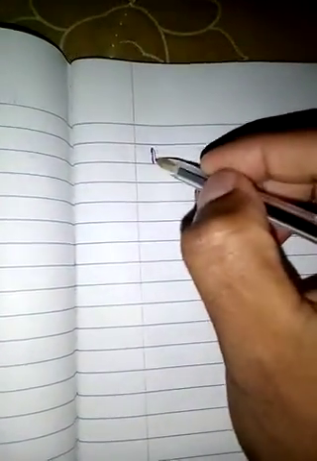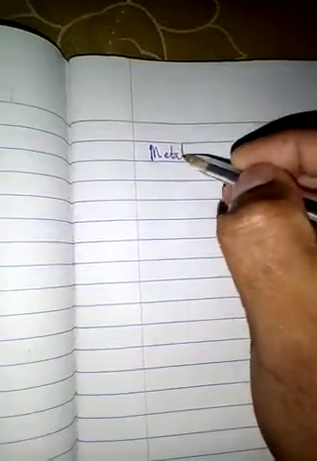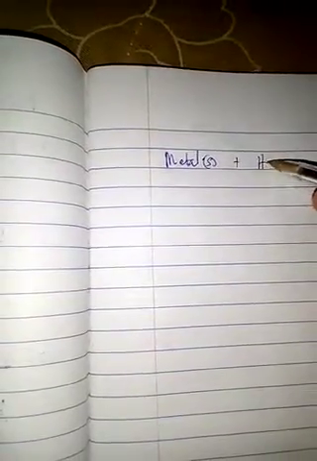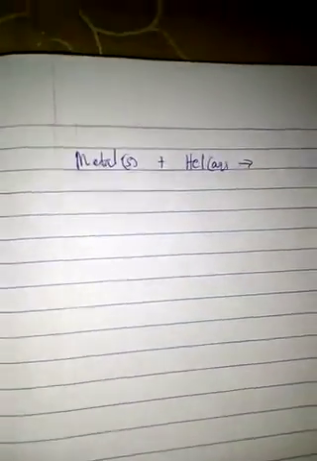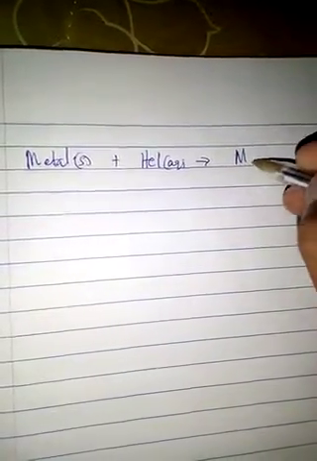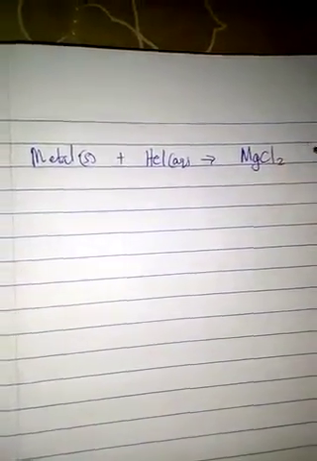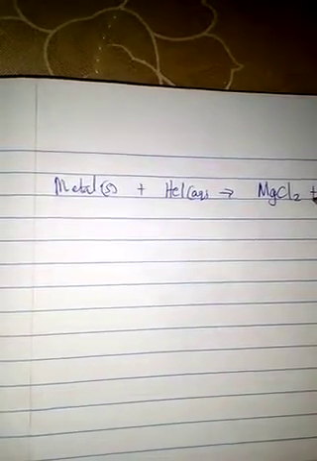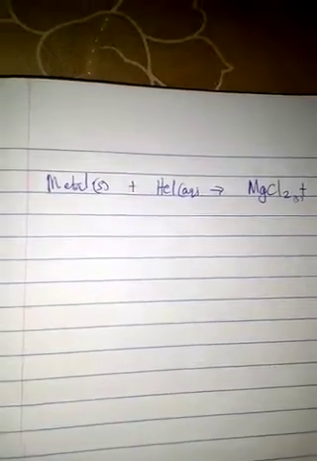So let's say we have magnesium metal, which is a solid, plus hydrochloric acid, liquid or aqueous, produces what? Produces magnesium chloride plus hydrogen gas. We have a solid and then we have hydrogen gas.